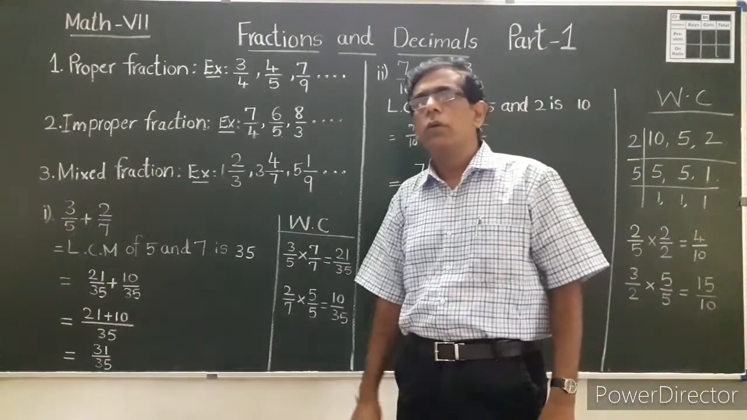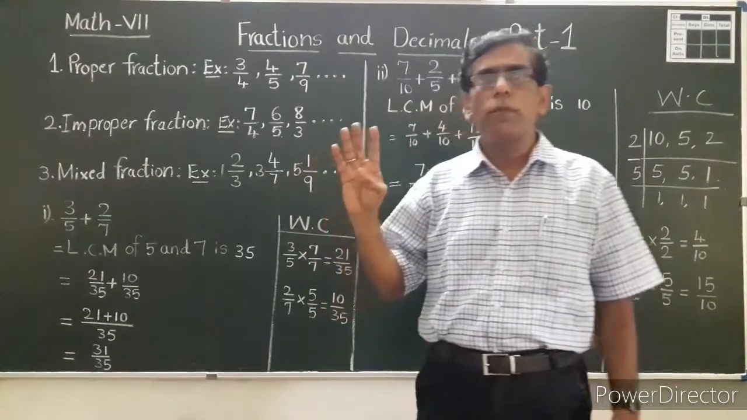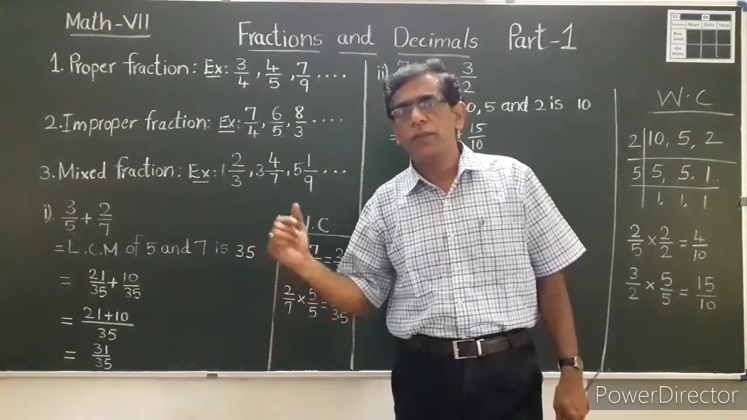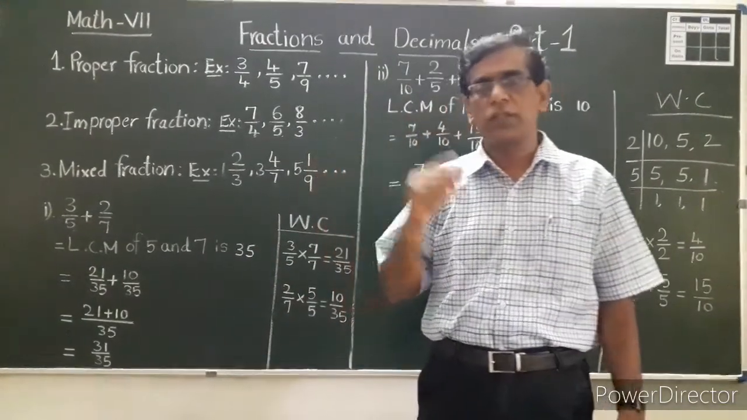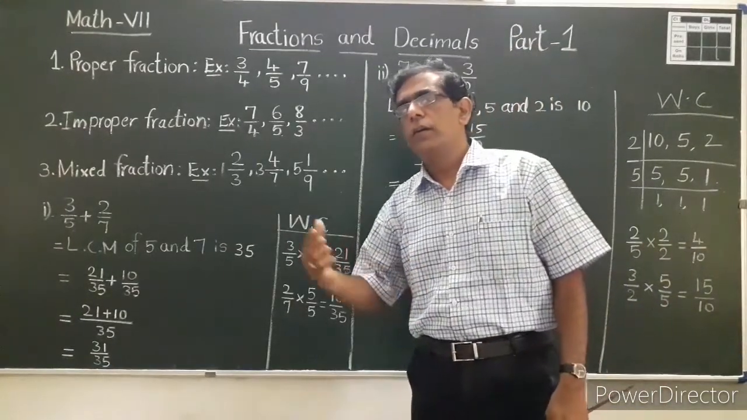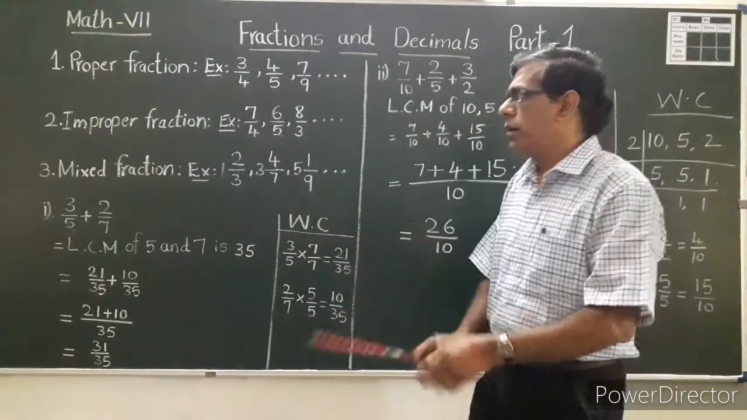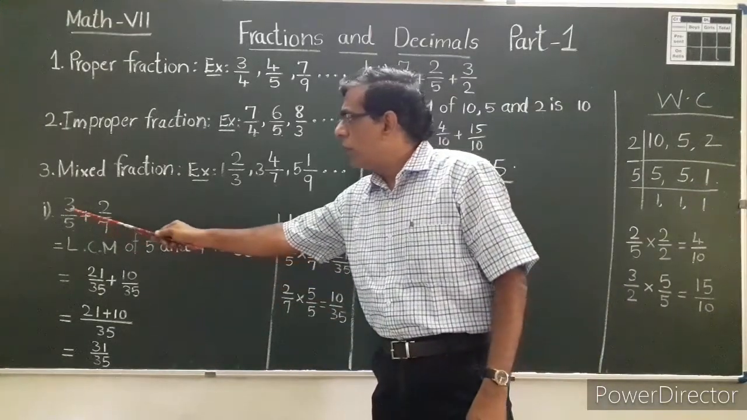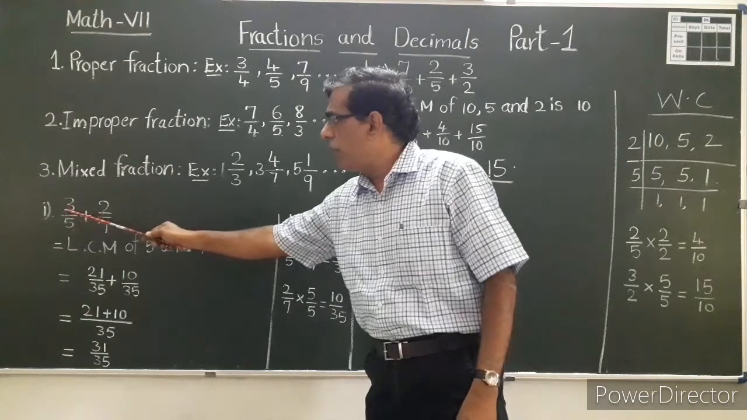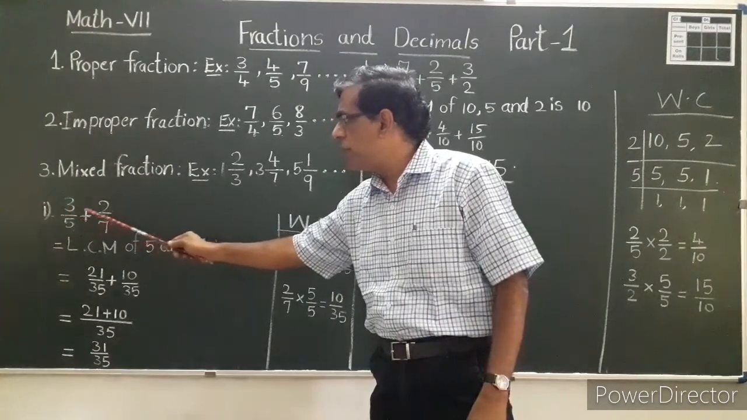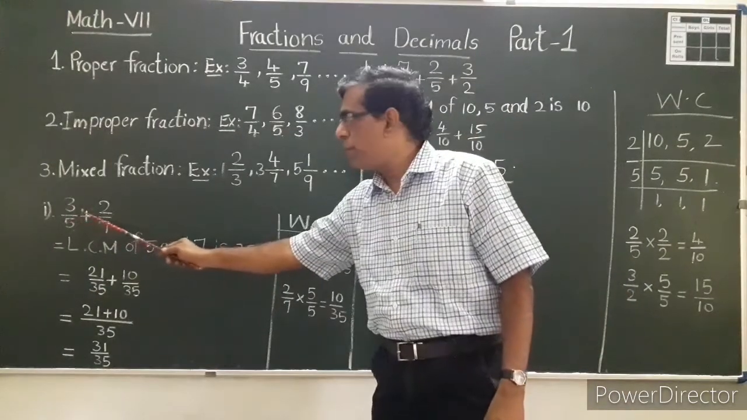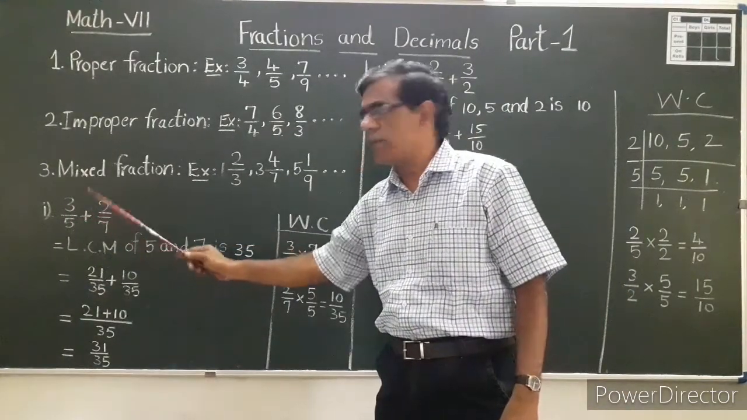Now we move to the four fundamental math operations. The first one is addition of fractions. Now we discuss with examples. Here, the first example, addition: 3 by 5 plus 2 by 7.